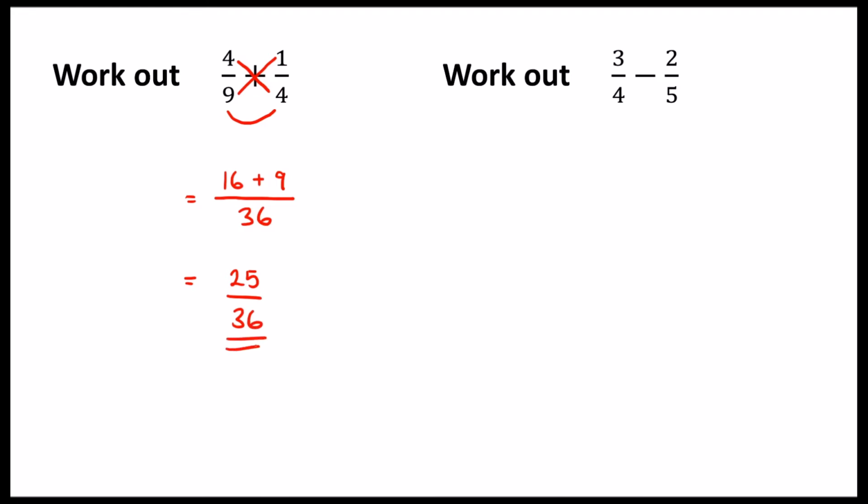What I should always do is check to see if I can simplify my answer. In this particular case, I can't. Doing the same thing for the second example, which is 3/4 minus 2/5, I add my smile, which means I'm going to have 20 as my denominator, and on the top I have 3 times 5, which is 15, take away 4 times 2, which is 8. I know that 15 take away 8 is 7, therefore my answer is 7/20. As with the previous example, I should always check to see if I can simplify my answers. In this particular case, I can't.